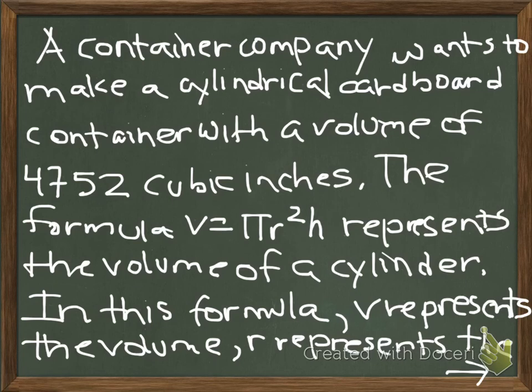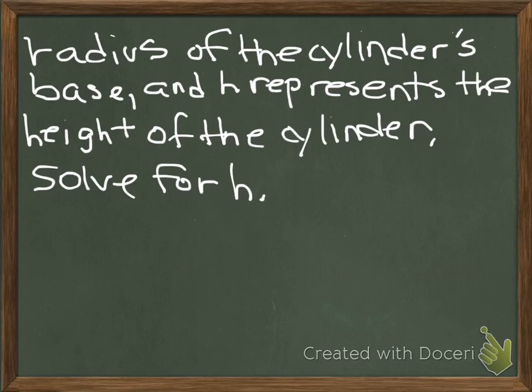And then our final problem, we're going to solve for h. We're given a formula, and then we're given a few more things to go into our formula once we solve for h. But it says a container company wants to make a cylindrical cardboard container with a volume of 4752 cubic inches. The formula V equals pi r squared h represents the volume of a cylinder. In this formula, V represents the volume, r represents the radius of the cylinder's base, and h represents the height of the cylinder. We need to solve for h.